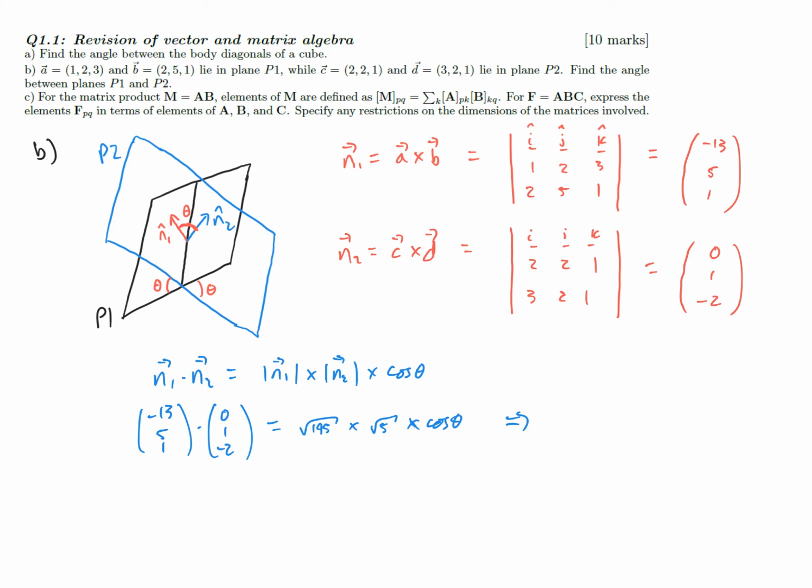Inverting it, we get that theta is the arc cos of whatever that stuff is, and it turns out to be 71, let's say 0.3 degrees. If you calculated the other angle, the complementary angle, 180 degrees minus theta, that would be 108.7 degrees. That's a perfectly reasonable answer as well.